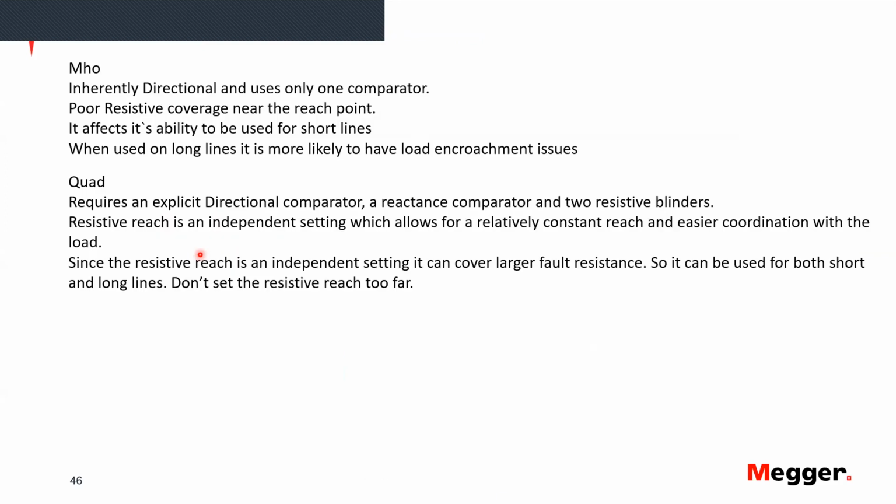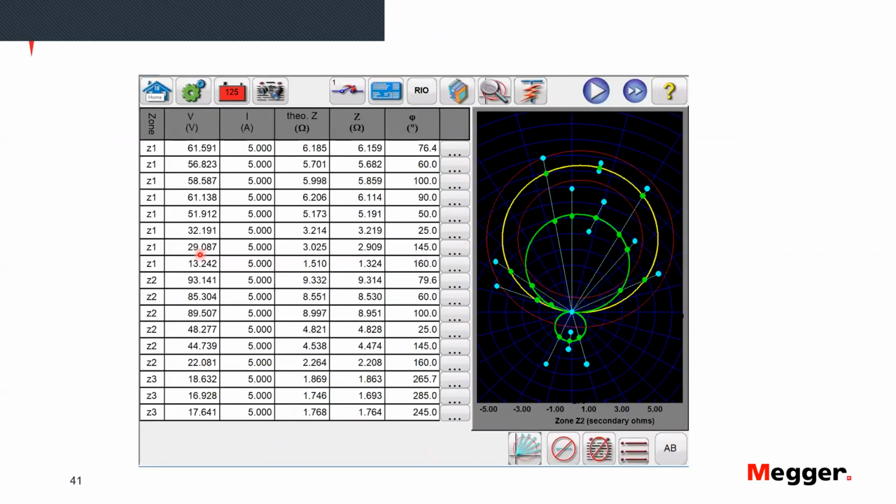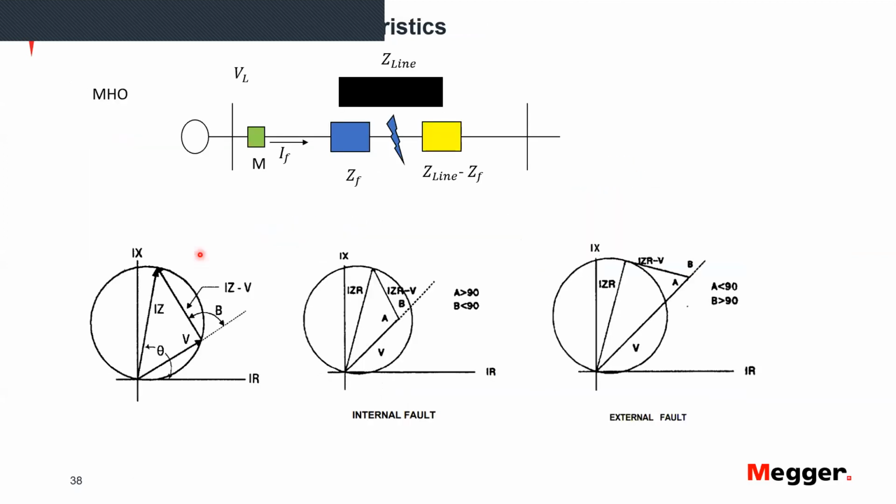MHO versus quad, I just wanted to give you some pointers here. The MHOs are inherently directional, and they use only one comparator. Remember, we can use either a phase or a magnitude comparator. They have poor resistive coverage near the reach point. This is something that I didn't show, but you can see it from the characteristic that depending on where the tilt of the MHO goes, at some point your resistive coverage kind of stops. It doesn't protect for low resistance faults near the origin anymore.